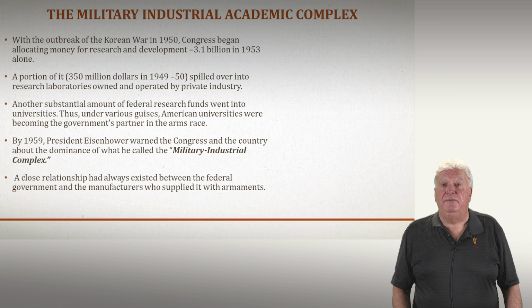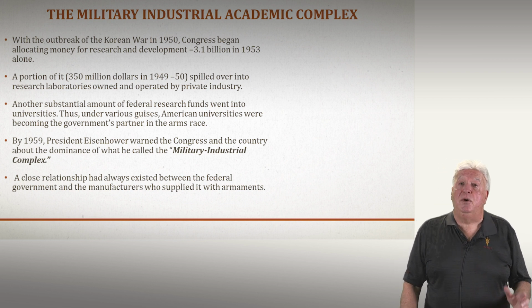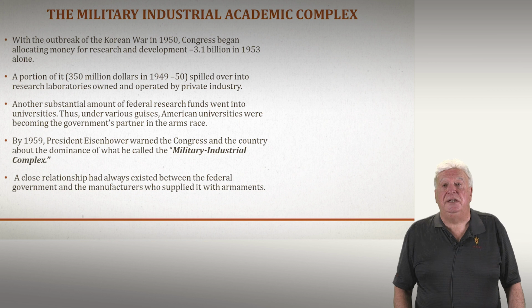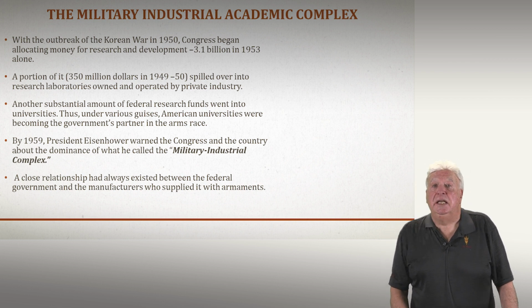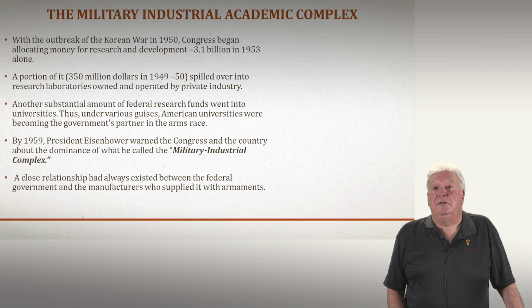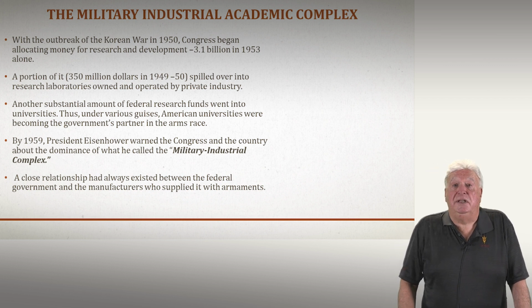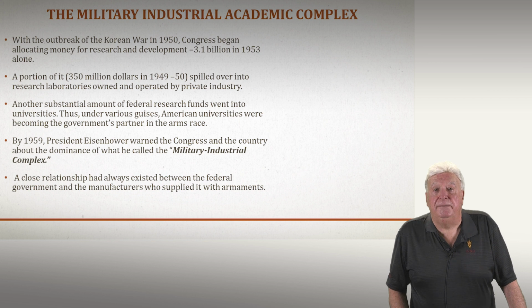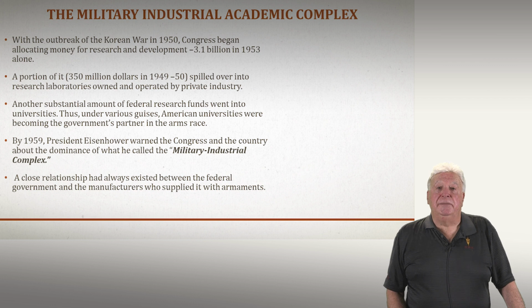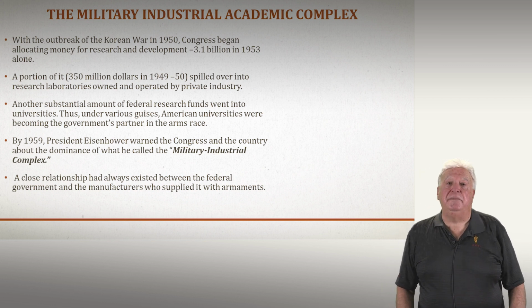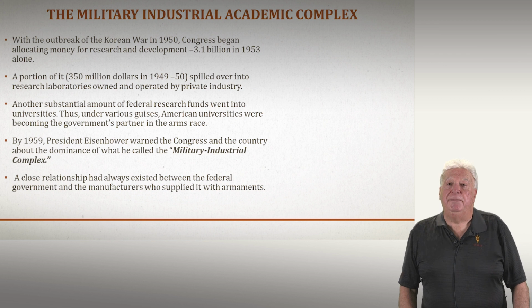4 years later, in 1949, these worries became even more pressing when the Soviet Union tested its first atomic bomb, making it clear that there were now 2 superpowers in the world, each potentially in a technological position to destroy the other, perhaps even destroy the Earth. With the outbreak of the Korean War in 1950, Congress began allocating more money for research and development, $3.1 billion in 1953 alone. Some of this was allocated for new research and development facilities owned and operated by the government.